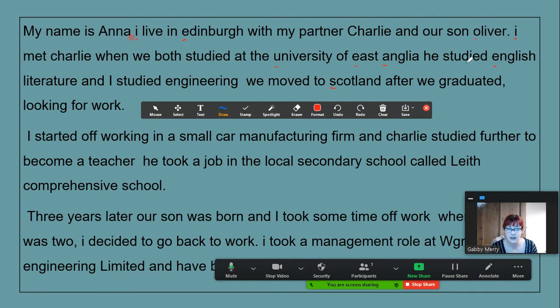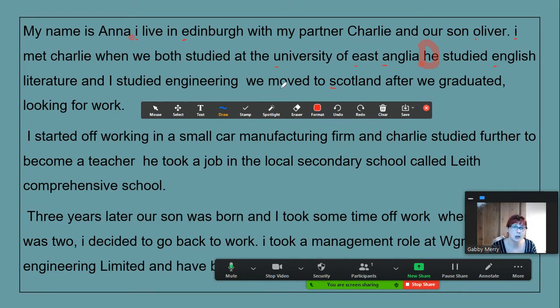That works, doesn't it? It's a full piece of information. I can put my full stop in there and kick off the next sentence with a capital letter. He studied English literature and I studied engineering. Again, one piece of information there as such, talking about what they studied.